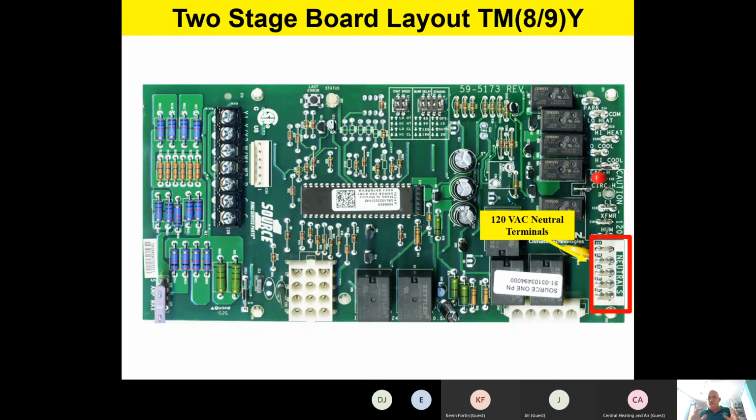Below that, we've got our neutral blocks. And here we notice we've got about 5 terminals, and they're all kind of color coded on this one. They color coded them white for all the white wires, but this is where all of our neutrals come in.